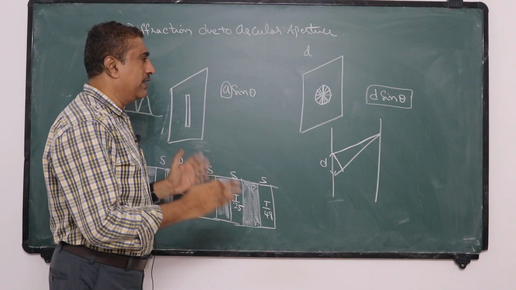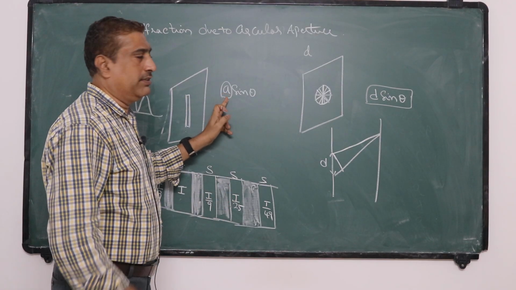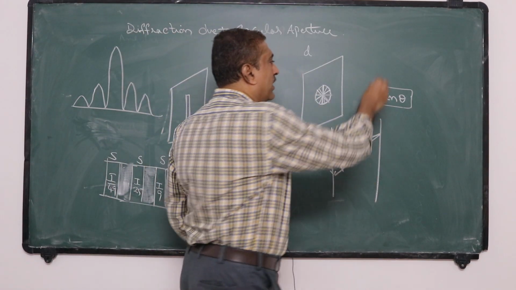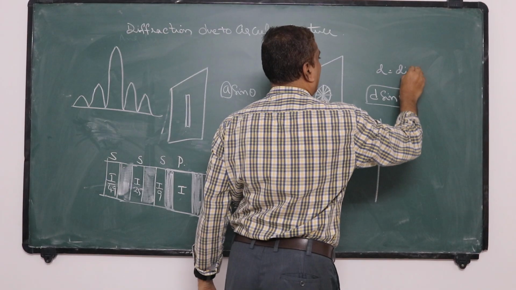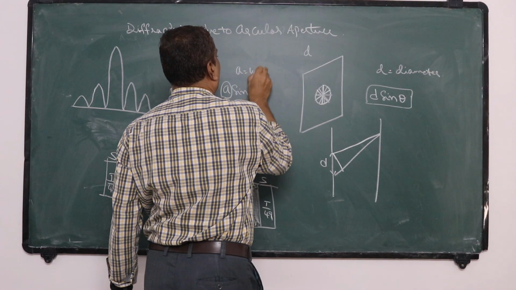So just by similarity we can compare like that. Here it is a sine theta, where a is the width of the slit. Here the path difference is d sine theta, where d is the diameter of the aperture. Here a is equal to the width of the slit.